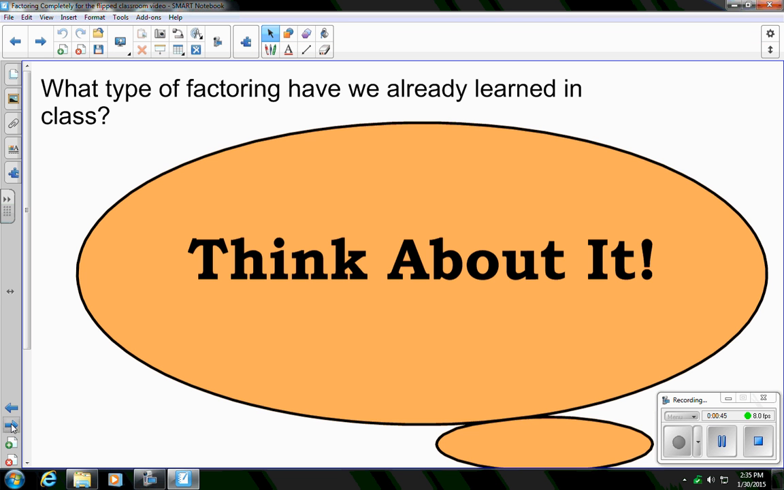But first, what type of factorings have we already learned in class? And if you take a look at number 2 on your homework worksheet, it says to list the types of factoring that you have learned in class. So take a minute or two, think about it, pause the video, go back into your notes if you need to, and try to recall the types that we've learned. And then when you're ready, hit play and we're going to go over them.